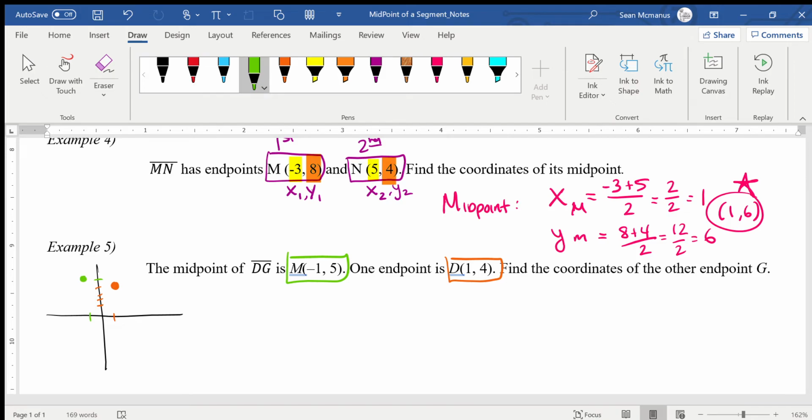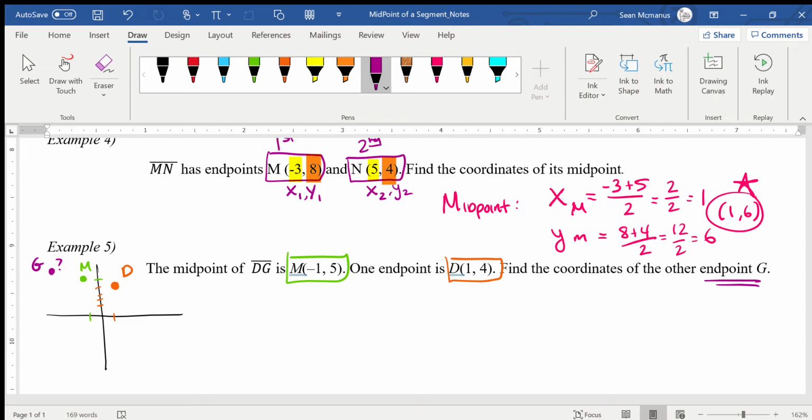So if the orange dot's one of the endpoints and the green dot is the midpoint, then the other end is going to be over here somewhere, right? And we don't know exactly where that is. That's what we're trying to find out, right? This is point D. This is point M. And the one I'm not sure about yet is point G. So I have to find where G is. So we're going to use the same formula, except our variable is going to be in a different spot. The thing we don't know is different.